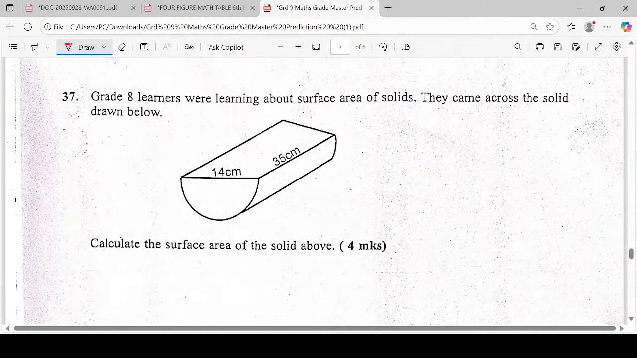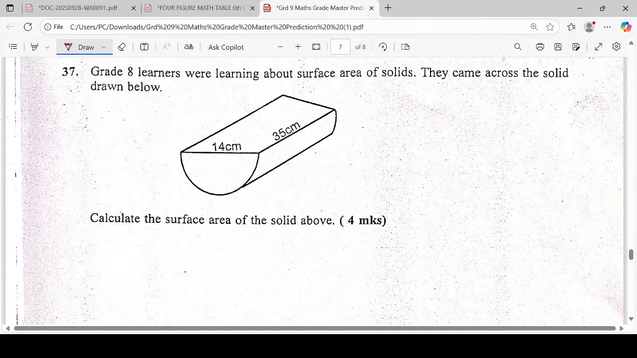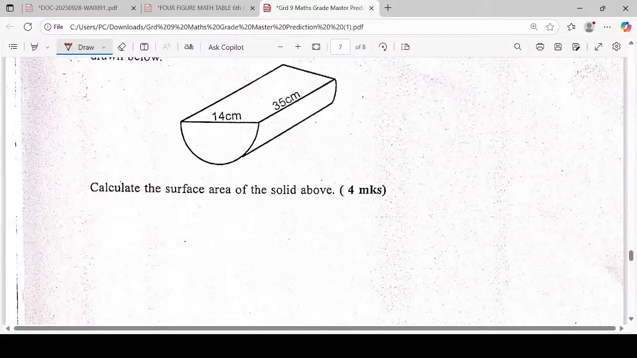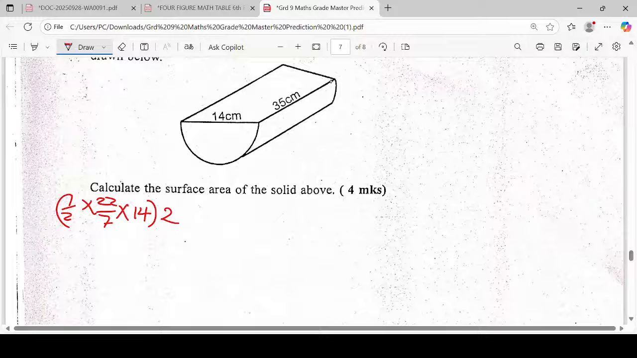Question number 37. Grade 8 learners were learning about the surface area of solids. They came across a solid drawn below. Calculate its surface area. Because this is a solid, we can calculate the area of the semicircular part, given by a half times pi, which is 22 over 7, times the diameter, which is 14. And what you get, you are going to multiply by 2 because we have another semicircle there.